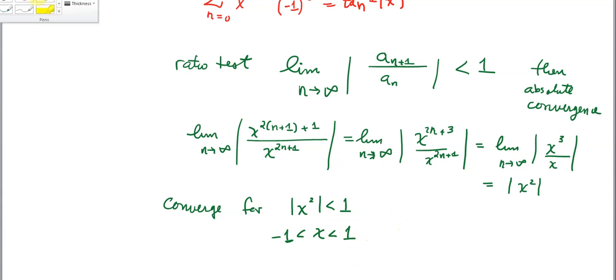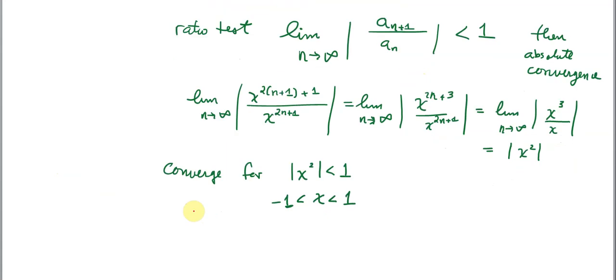But one of the things that the ratio test does not tell us is what happens if this limit is equal to 1. That we do not know. So one of the things that we have to do is test the boundaries. The ratio test doesn't tell us whether this is an equal sign down here or not. So what we need to do is test the boundary values.